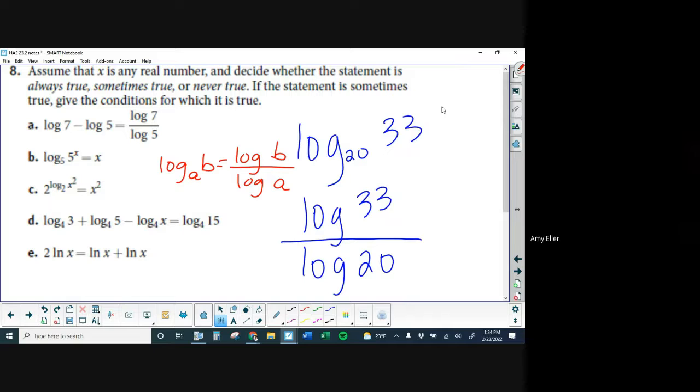You can pick any letters you want. You need to have a base and an argument. And then over here, these are base 10. You can write the 10 or you can leave it off. Make sure that whatever you put here is the one on the top. How many of you had exactly that?